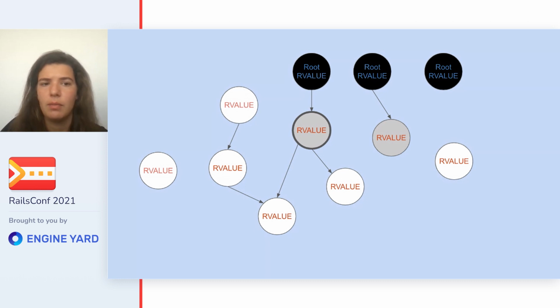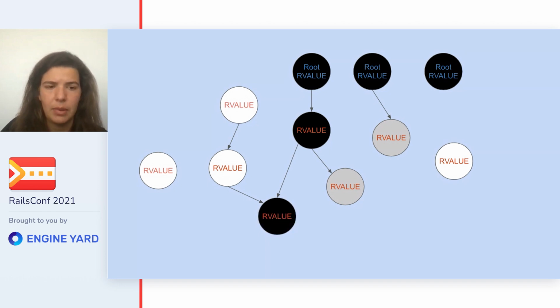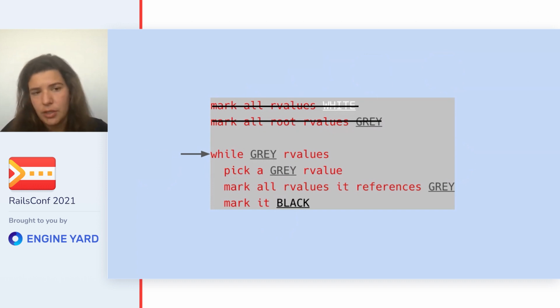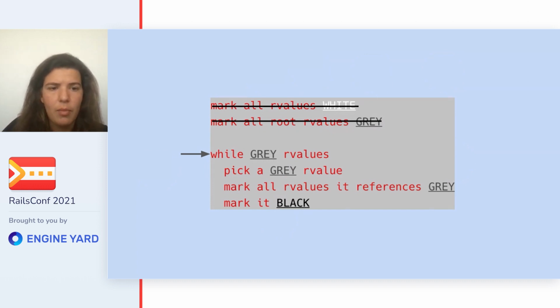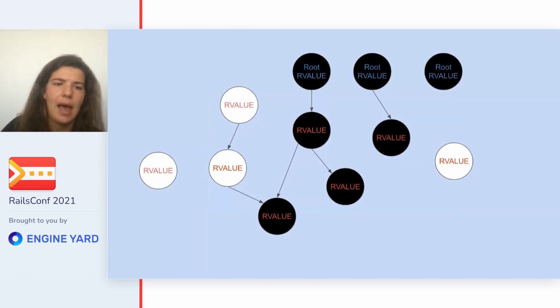Pick a gray R value, mark all the R values it references gray, mark it black. Keep going: gray, no references, black; gray, no references, black; gray, no references, black. And we've now finished our little while loop, right? There are no more gray R values, which means we only have black and white R values. And at this point, we can say that all of the white R values can have their slots reallocated.